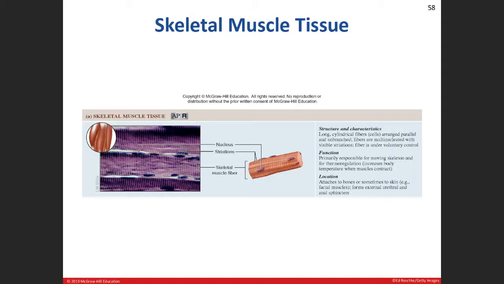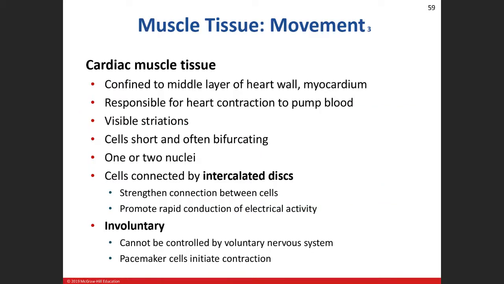Here you can see, I think the picture in your atlas is better than this, but here you can see alternating light and dark, multinucleated, no branching. None. The only place where you'll find this type of tissue is in your skeletal muscles and nowhere else. Skeletal muscles. All right. The next muscle, I'm going to finish up with muscles and then we'll take a break.